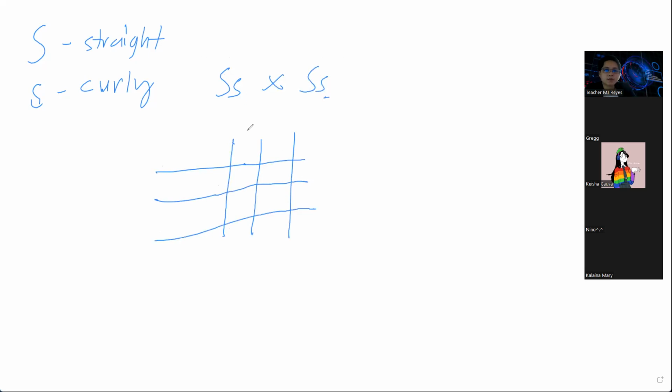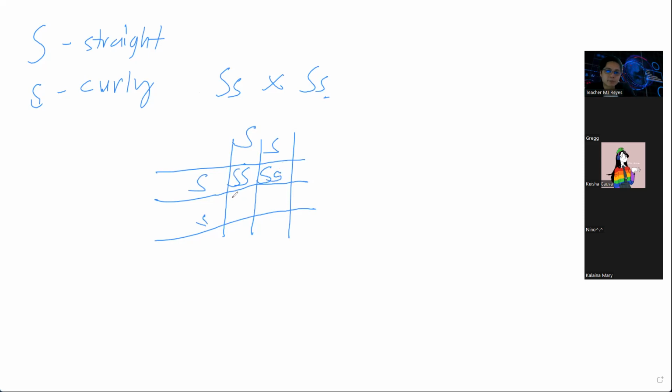Okay, the male is heterozygous straight, while the female is the same, heterozygous straight. What could be the possible offspring? In the first box, the male contributed a dominant allele straight, and the female contributed a dominant allele straight. In the second box, you can see that the female contributed a dominant allele straight, but the male contributed a recessive allele curly.